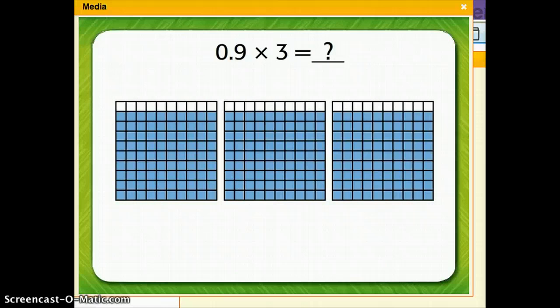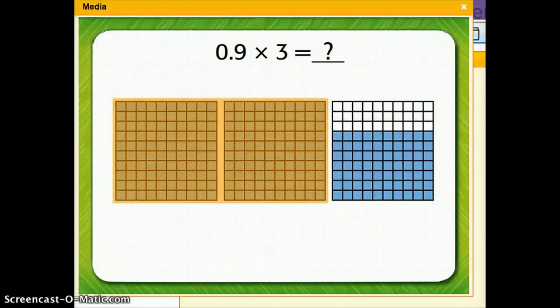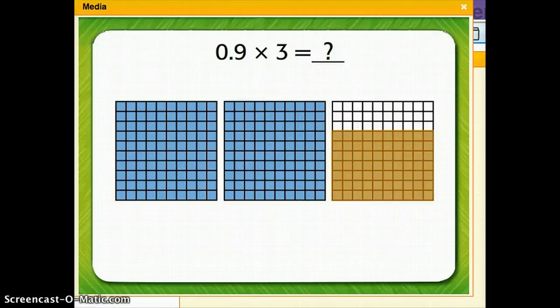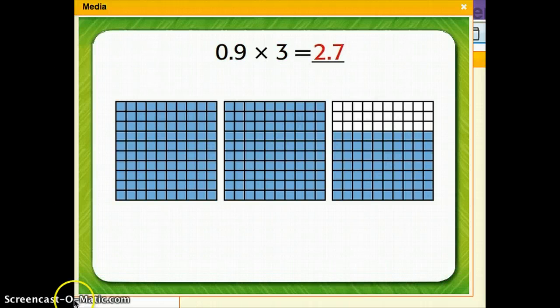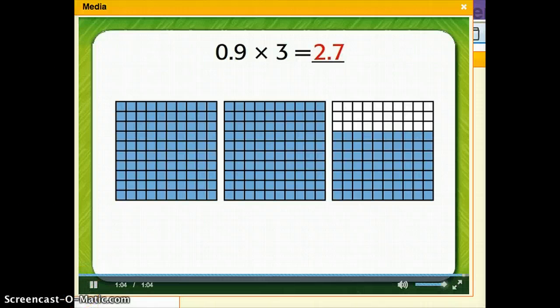Rearrange the shaded rows to form as many 10 by 10 grids as possible. There are 2 whole models and 1 model with 7 rows. The product is 2 and 7/10. So 9/10 times 3 is equal to 2 and 7/10.